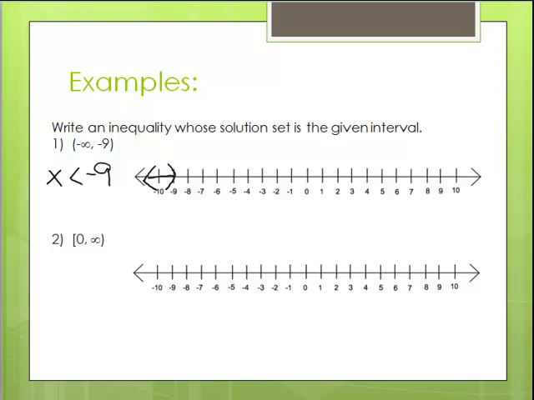Okay, so how about the second one? This one says we start at 0 and we stop at infinity. So we're starting at 0 and we're going towards infinity. That's this way. Do we include 0? Yes. So if we wanted to write an inequality for this one, it's everything greater than or equal to 0. x is greater than or equal to 0.